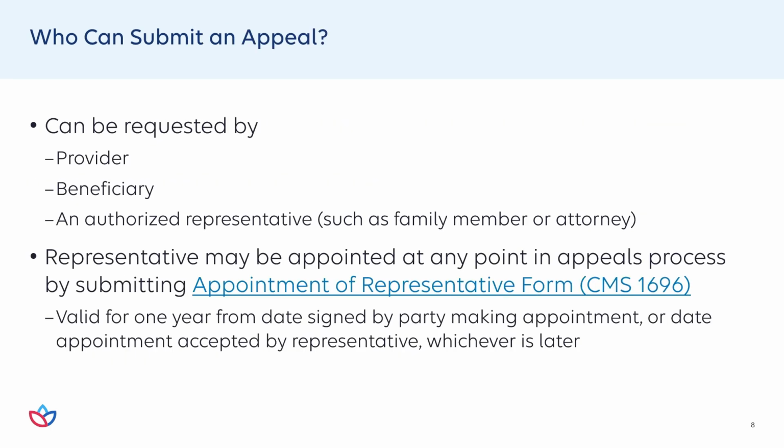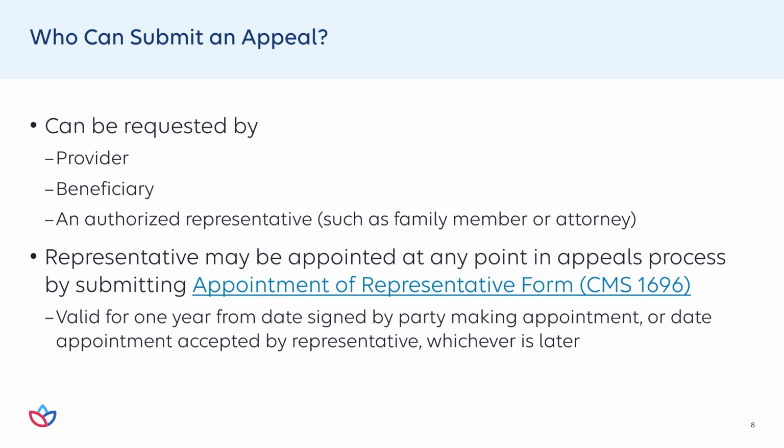So, speaking of beneficiaries, an appeal can be submitted by either a Medicare provider, a beneficiary, or an authorized representative. So, even though some parties may pursue an appeal on their own, others may want help or need the expertise from someone else in order to submit an appeal. A party may appoint any individual, including an attorney or a family member. They can hire someone to act as his or her representative at any point in the appeals process.